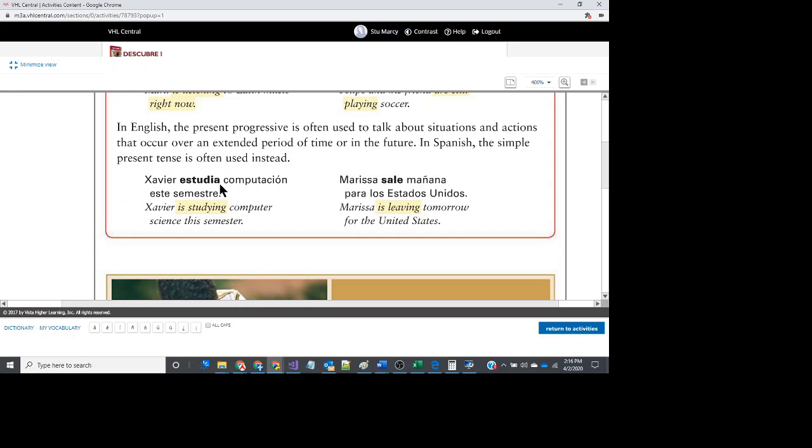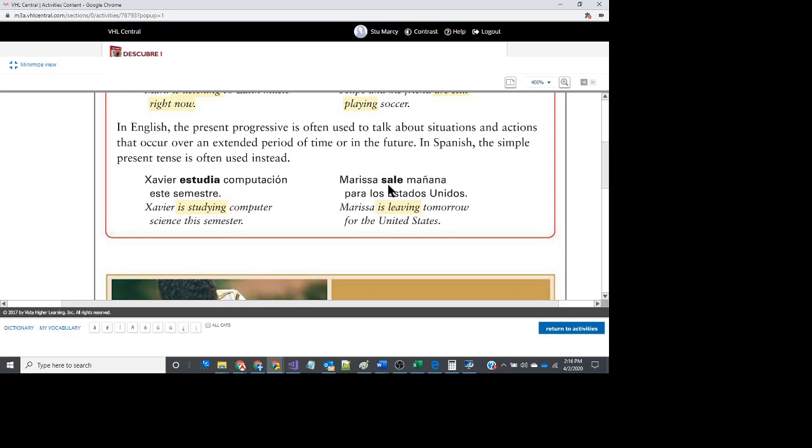So Xavier estudia computación este semestre. This semester, we would interpret that as to say Xavier is studying computer science this semester. We don't have to force this. It doesn't have to be a literal translation. We don't have to have the estar estudiando in order to make this leap. We just know that that's what's being said. We could interpret that it is studying.